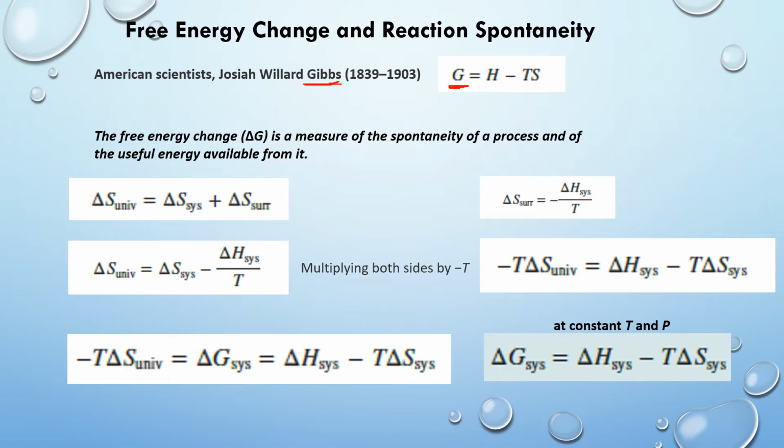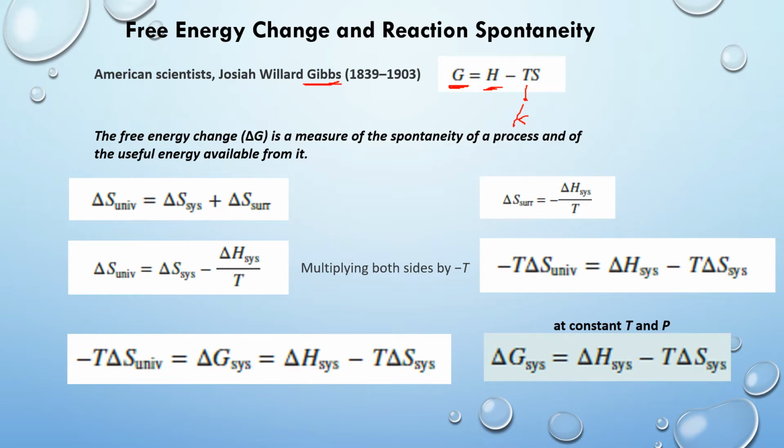It would be very useful to have just one criterion for spontaneity that we can determine by measuring the system only. That's why free energy was brought up. Based on Gibbs, free energy is equal to the enthalpy of the system minus the temperature times entropy, G = H - TS, where T is temperature in units of Kelvin.